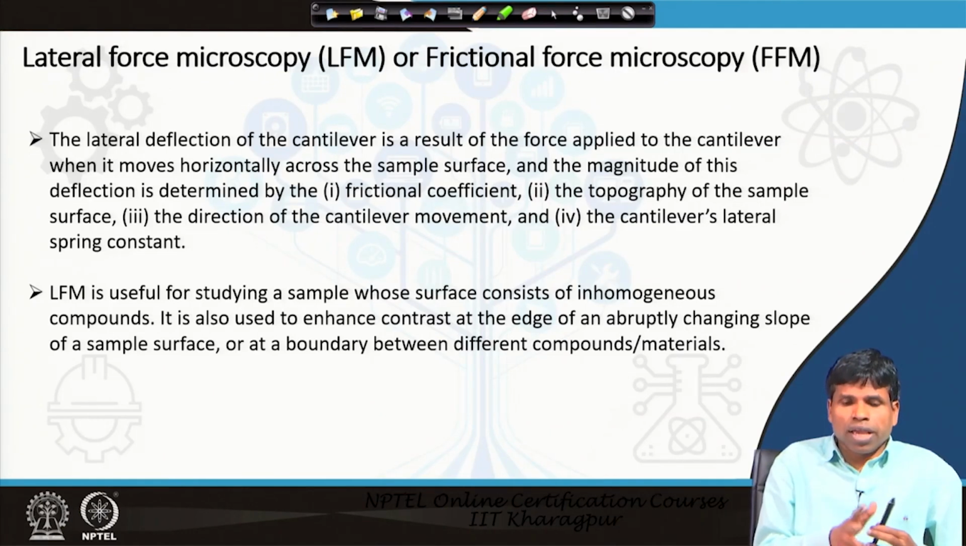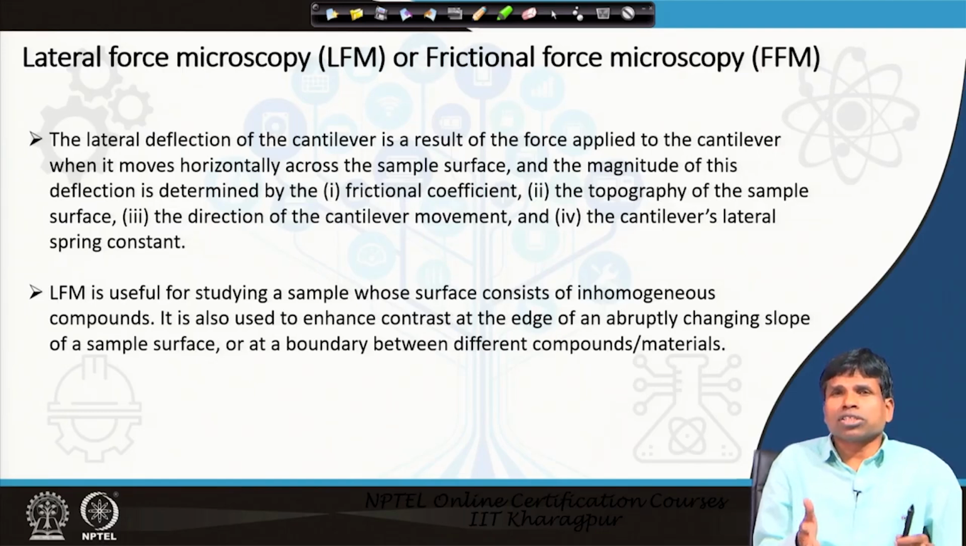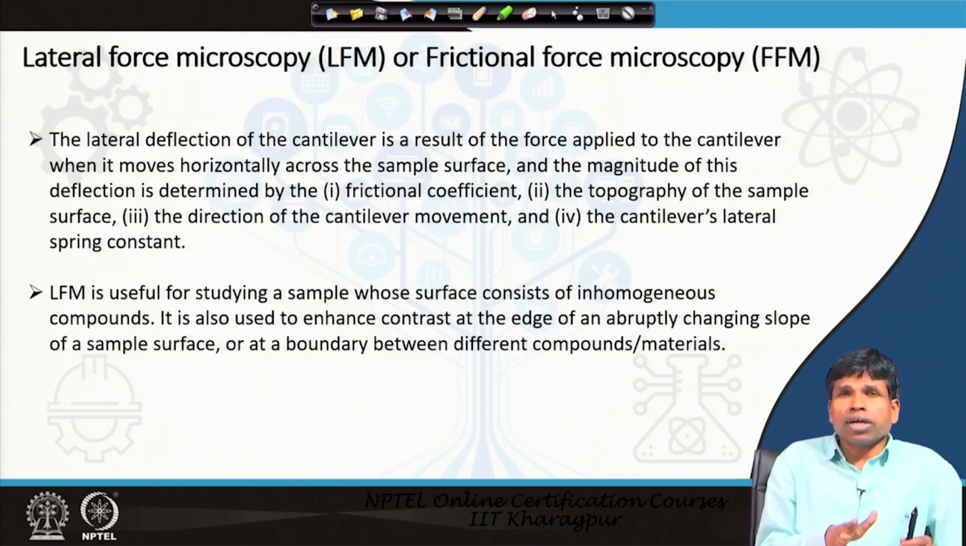These factors play an important role in how much lateral movement will occur, and this is used to study inhomogeneous samples. When there is an inhomogeneous sample, the friction properties of two different materials cannot be the same, and thereby by measuring the frictional properties we can know that there is an inhomogeneity of the sample even if there is no height difference. If there is a height difference, certainly we can know only height, but we cannot know if there are two different kinds of materials. But through the lateral force microscopy, we are able to tell there is an inhomogeneity in the sample or there are two components in the sample, like what you have seen in the phase imaging.